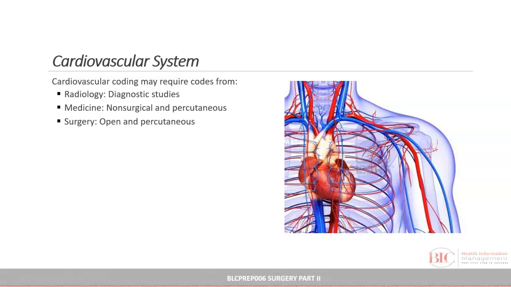But cardiovascular coding may require codes from different sections of your CPT book. You will find cardiology procedures under your radiology section, which are usually your diagnostic studies, in the medicine section, which are usually your non-surgical or percutaneous procedures, and then in the surgery section, you're going to find open procedures and percutaneous procedures.